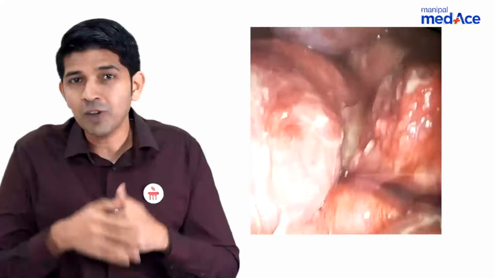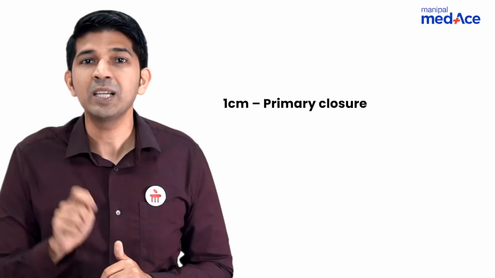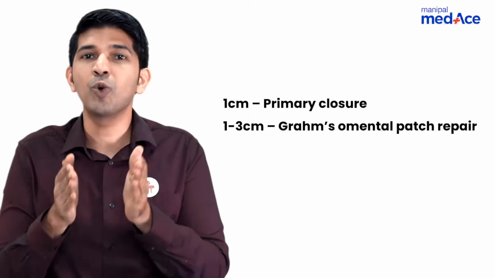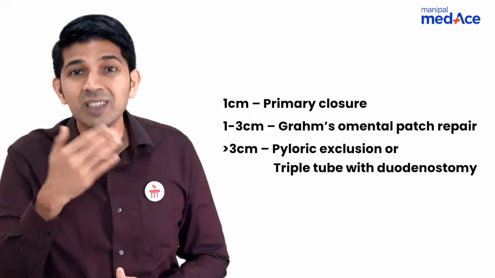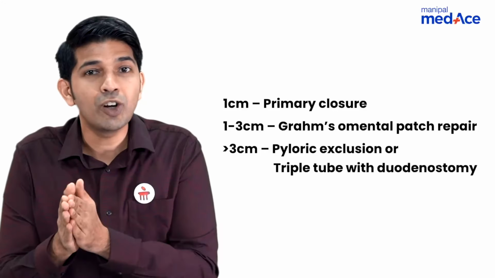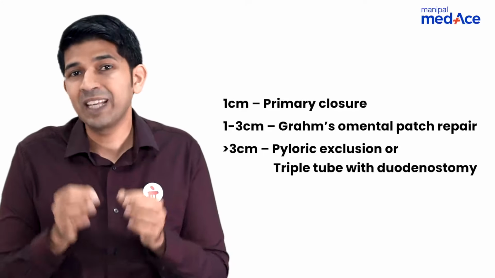Now coming to closure of the perforation, that depends on the size. If it's less than 1 centimeter, primary closure can be done. If it's 1 to 3 centimeters, you're going to go ahead and do a modified Graham's omental patch repair. And if it's more than 3 centimeters, you can either do a pyloric exclusion or a duodenostomy with the help of a 3-tube technique.